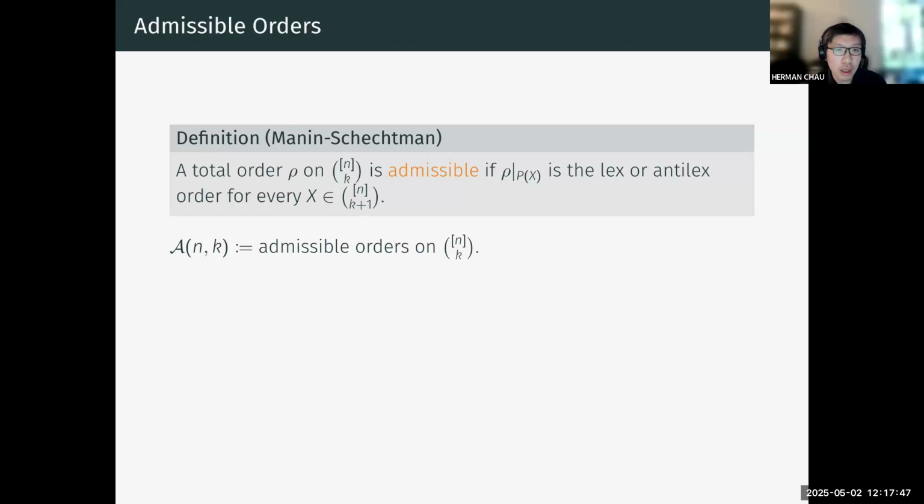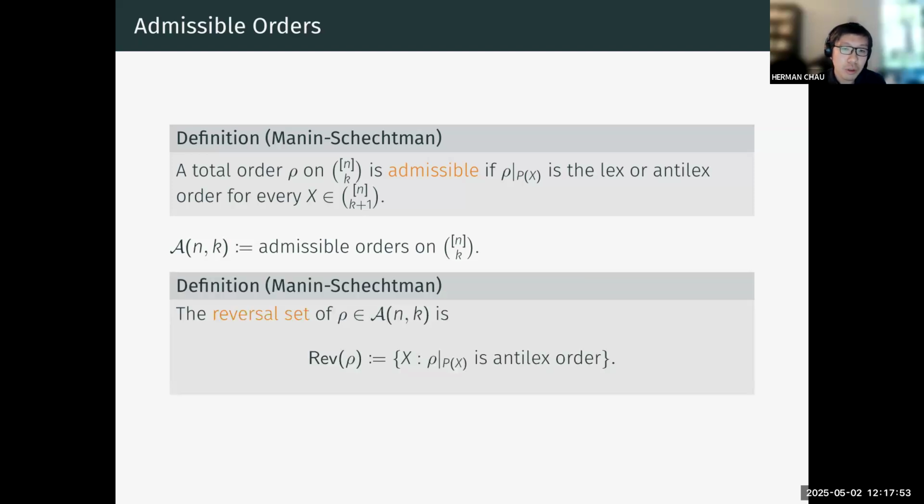With this restriction, A(n,k) will denote the set of admissible orders on [n] choose k. And for a given admissible order, we can define its reversal set. This is an analogy with the inversion set of a permutation. These are the sets X where, if you restrict to the packet P of X, then you get the anti-lex order.